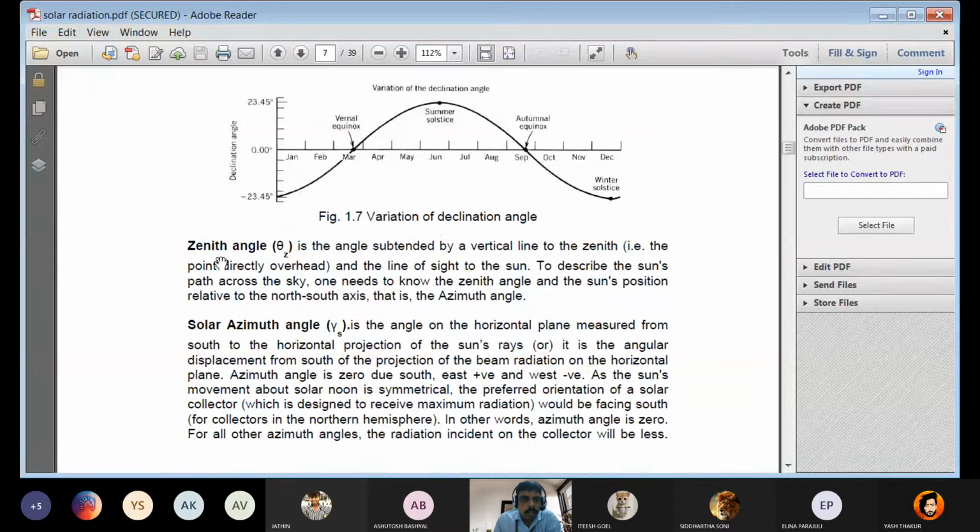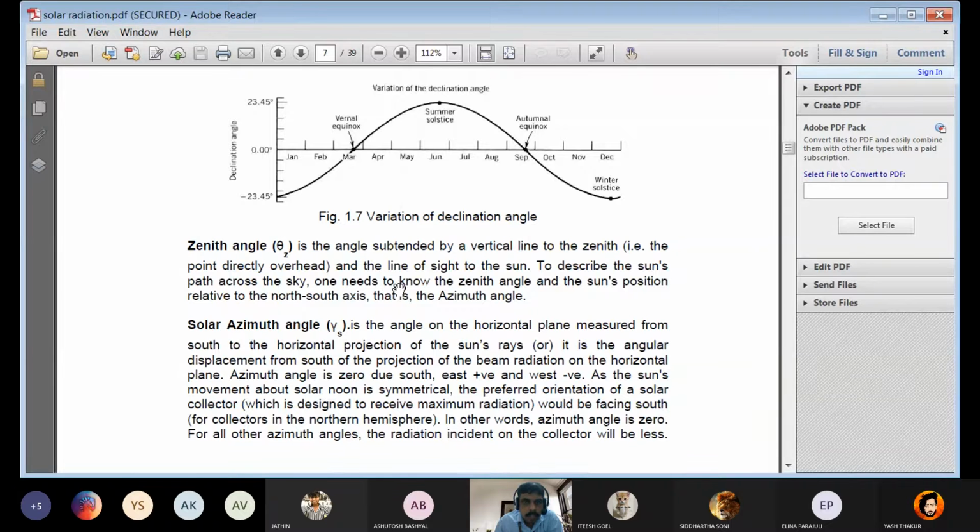The next angle is the zenith angle, theta z. It is the angle subtended by the vertical line to the zenith, that is the point directly overhead. Zenith means directly overhead. So suppose the sun is somewhere away, not overhead. What is the angle subtended by the vertical to the solar rays?